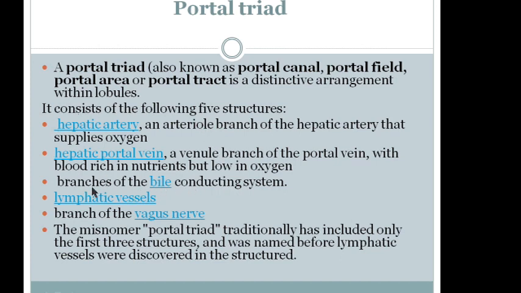So these three suggest the name portal triad, but this is a misnomer, because it was discovered that the lymphatic vessels and vagus nerves are also present in the portal triad. Portal triad traditionally included only the first three structures, that is artery, vein and the biliary duct, and was named before the lymphatic vessels were discovered in the structure. So if someone asks what the contents of the portal triad are, you have to say hepatic artery, hepatic portal vein and the branches of the biliary duct.